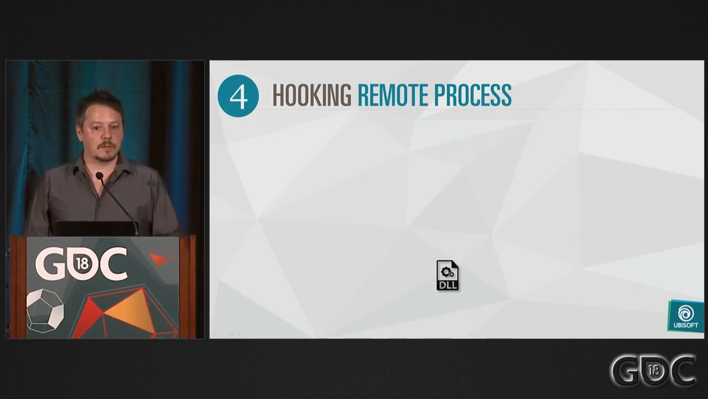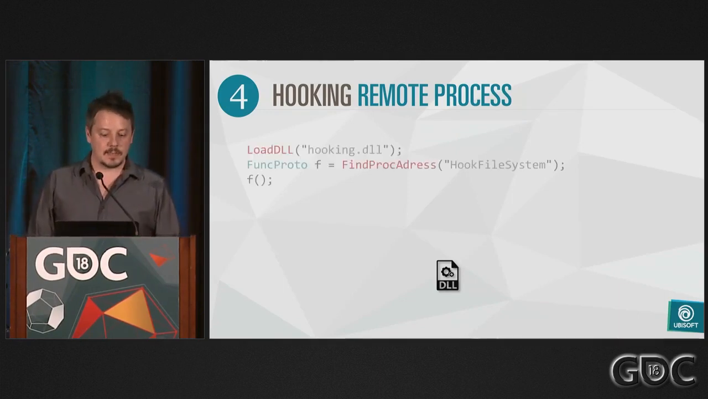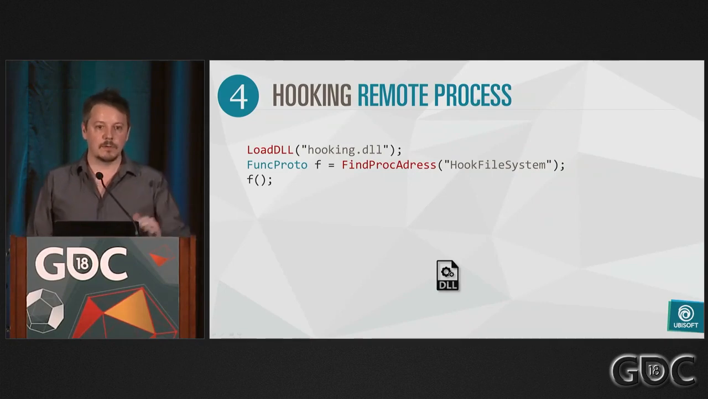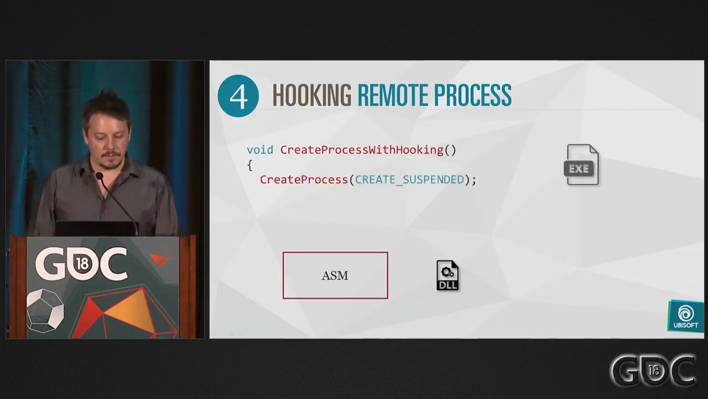Now, what if you want to actually do that, but on a process that you cannot recompile yourself? What you would want to do in this case is actually execute the 3 lines of code, which is load this DLL, call the hook file system function, and that's it. So the idea here is take the 3 lines of code, write the assembly which performs exactly these 3 lines, and then you can load your process, but in suspended mode, so nothing executes.